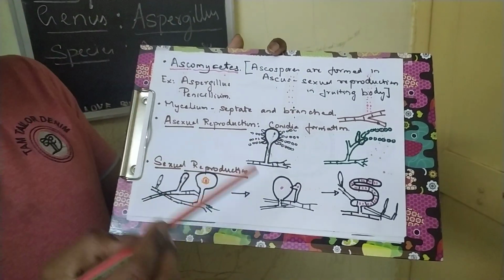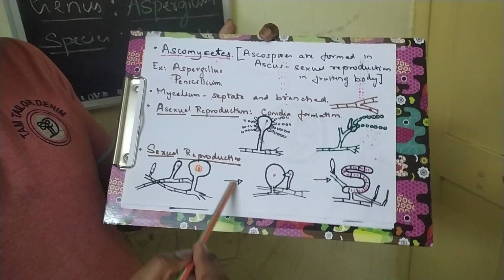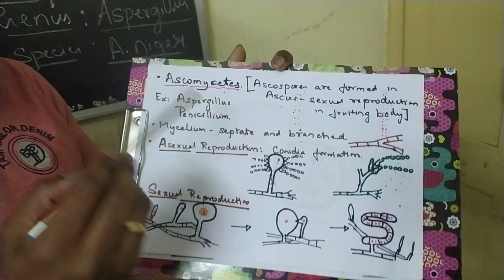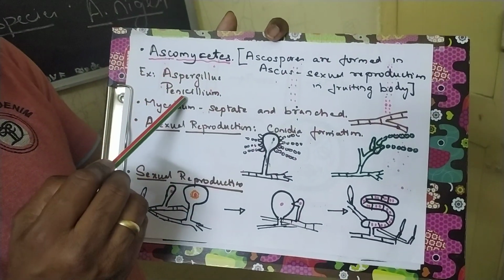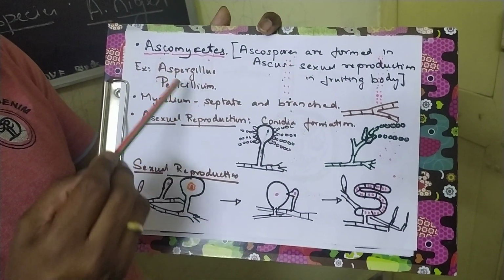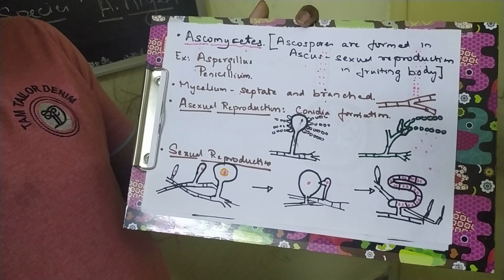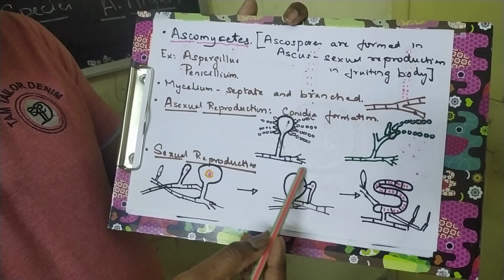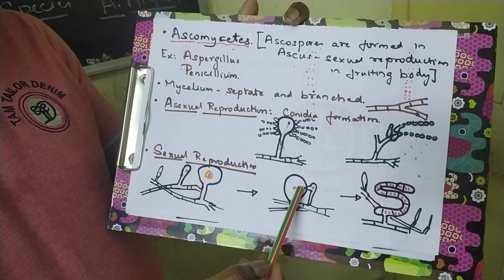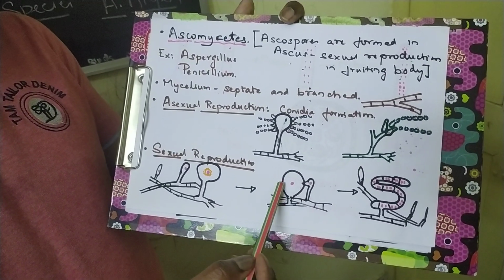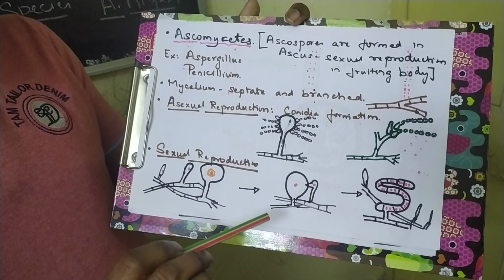Earlier, such a type of study was not identified. That is why Aspergillus and Penicillium, which are typical examples we are studying here, were placed under a different class called Deuteromycetes. So what you observe when this happens is plasmogamy. Plasmogamy has already occurred, one of the first steps in sexual reproduction.